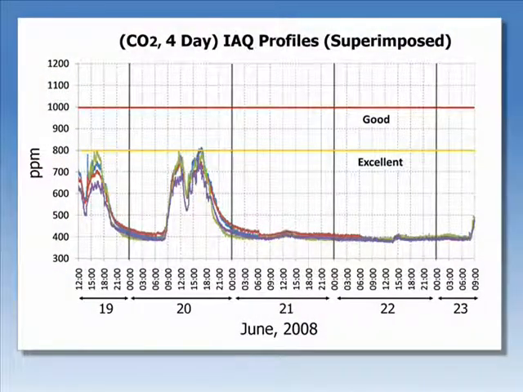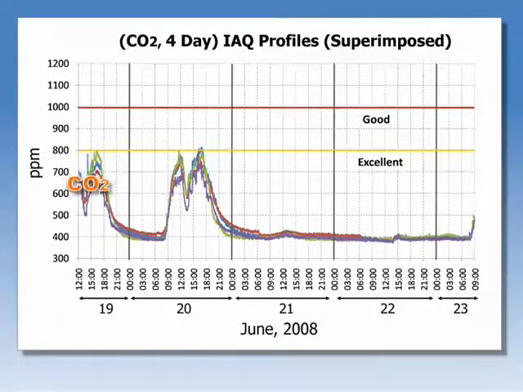Let us take a look at the profiles individually. Here I have the carbon dioxide profile superimposed on each other in order to demonstrate the reproducibility of these profiles. You can see carbon dioxide level rises quickly from 9 o'clock onward and drops during lunch hour and drops again at the end of the office hours. Eventually, it reaches the outdoor level of 400 parts per million at night and over the weekend.